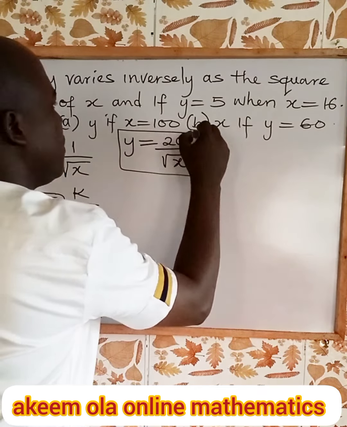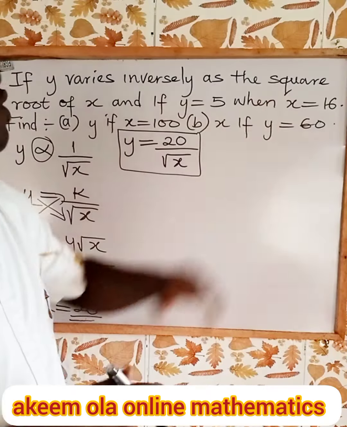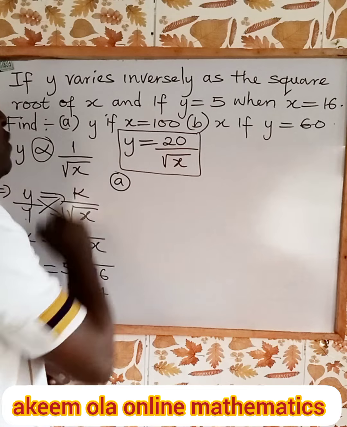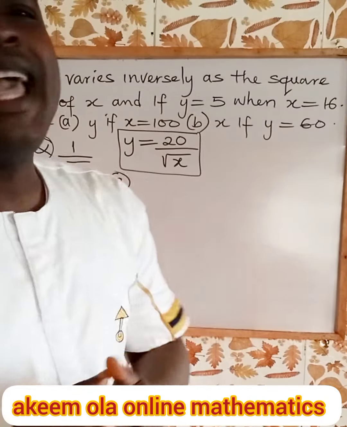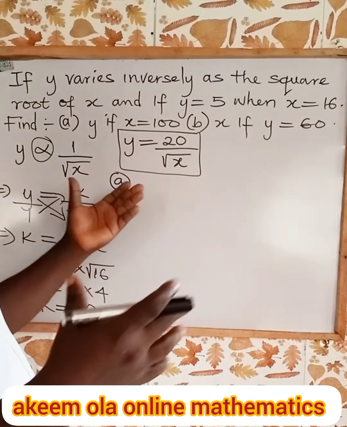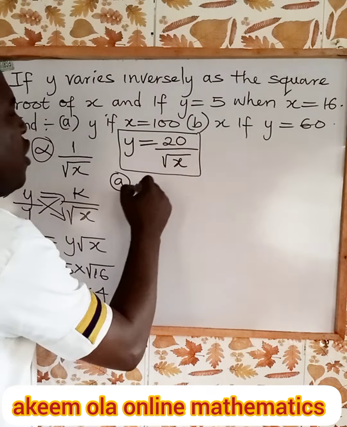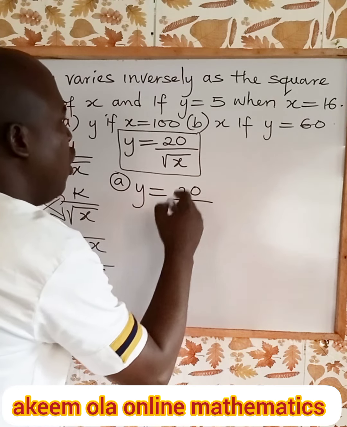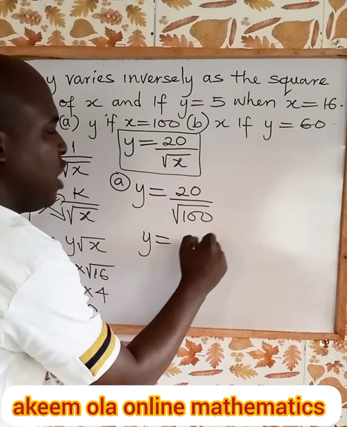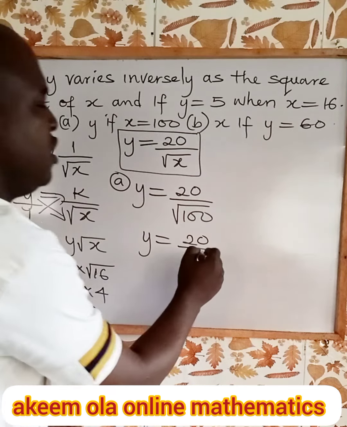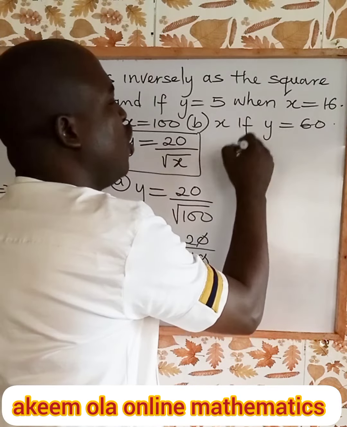This is the relationship that we are going to use to solve any question related to this particular question. Now let's go to the A part of the question. They said we should find y when x is equal to 100. That means we are going to substitute this x with 100. So my y will be equal to 20 all over the square root of 100. What is the square root of 100? That will give us 10. So we have a 0 we cancel. So our y will be equal to 2. Then we are done with the first solution.